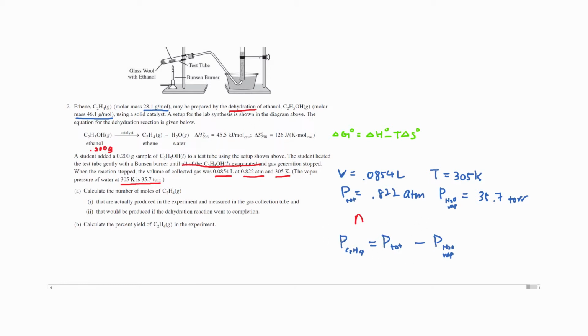And the concept you need to be aware of here is Dalton's law of partial pressures. Whatever pressure each individual gas makes up, when you add them up, that becomes the total pressure. So here we go. The total pressure is 0.822 minus, and here's something you have to be careful about, 35.7 torr must be converted to atm. So I'm going to divide that by 760. Let me be more complete.